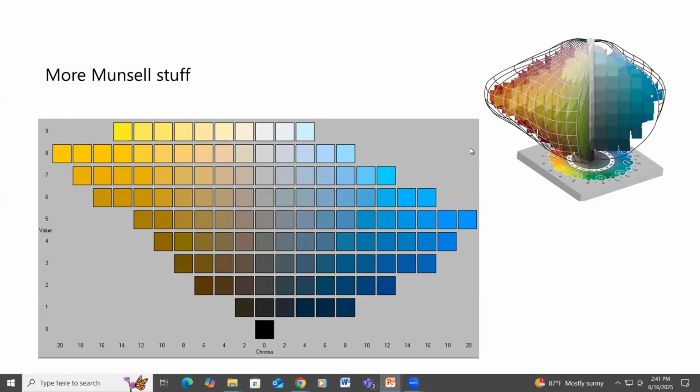at a light value. Or another way to say it is that the most intense version of each color is going to be at a particular value level. And so for yellow orange, it's going to be here at 8. And for this version of blue, it's going to be here at 5.